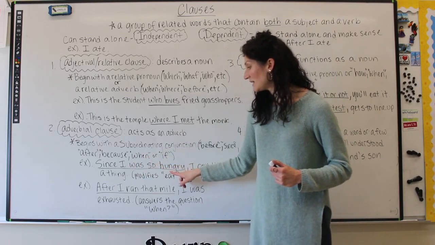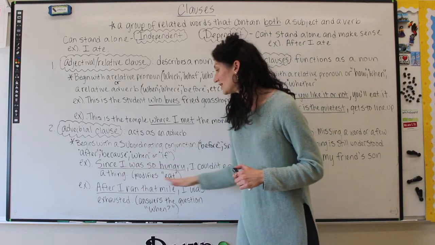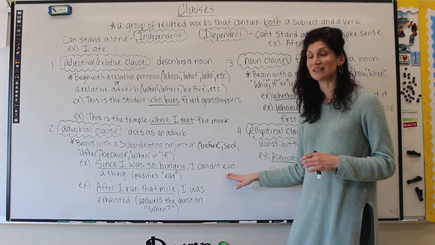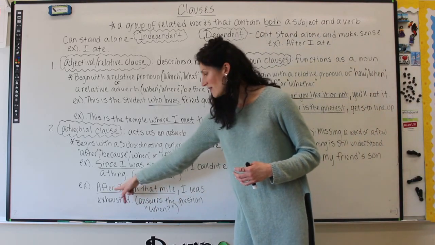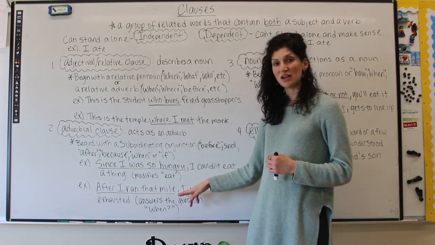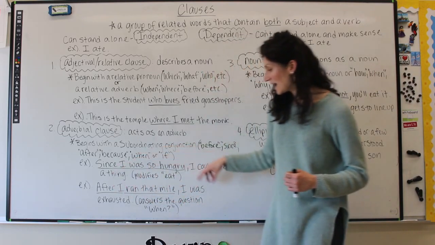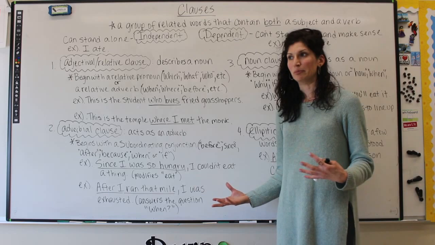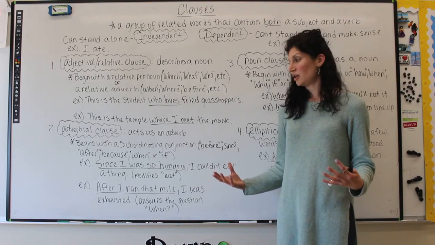We have the subject I and was acting as the verb. And the whole clause itself is acting to describe or modify the verb eat. Therefore, it's acting as an adverb because it's modifying the verb eat. In the next example, we have after I ran that mile, I was exhausted. After I ran that mile is our clause. We have I as our subject and ran as our verb. And this clause is actually answering the question of when you were exhausted. And if you'll remember from our module on adverbs, we talked about how adverbs answer certain questions like where and when.